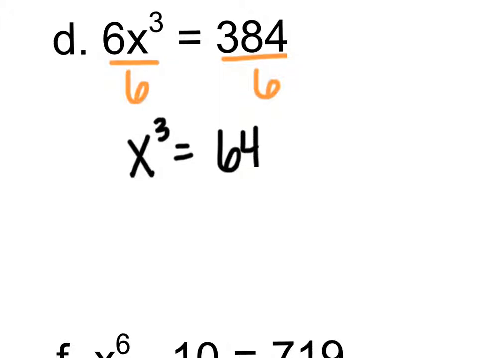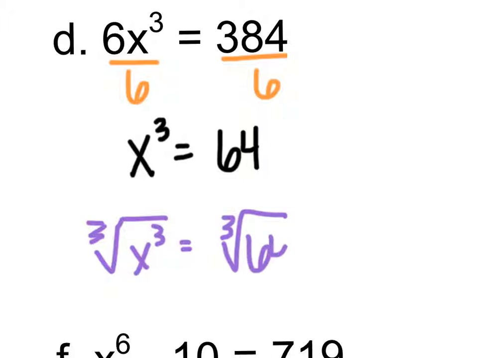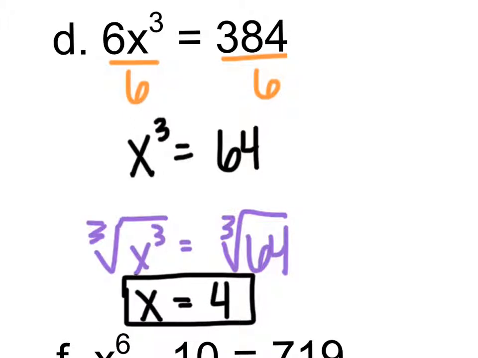So then same thing as the first three examples, we're going to take the third root of x to the third and the third root of 64. And so we're looking for the number that multiplies by itself 3 times to give us 64, and that number is 4. So x would equal 4.